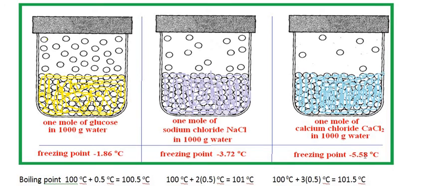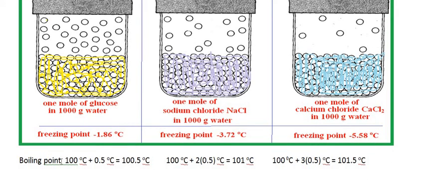In the same way, the boiling point. The boiling point of pure water is 100. But after dissolving 1 mole of glucose, the boiling point increases, not decreases, by half a degree Celsius. So the boiling point of a solution of 1 mole of glucose in 1 kilogram of water is 100.5 degrees Celsius.